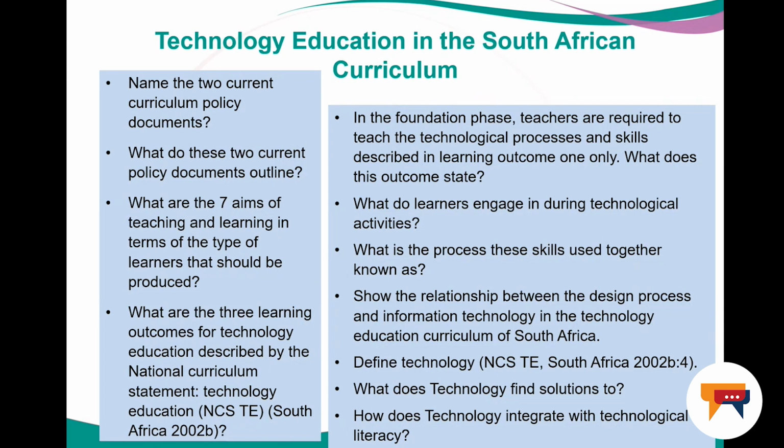So what we're first looking at is technology education in the South African curriculum. So like I said, you need to be able to refer to those two documents that I've spoken about, that are the current curriculum policy documents, and that is your NCS and your CAPS document. What do these current policy documents outline? So remember, we spoke about it earlier also. It's basically the aims of the South African education, that basically gives you guidelines on what to teach. What are the 7 aims of teaching and learning in terms of the type of learners that should be produced?